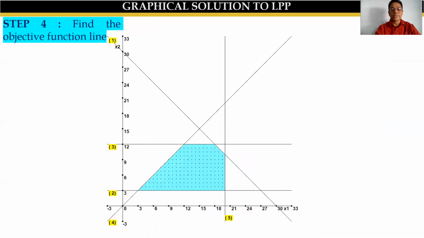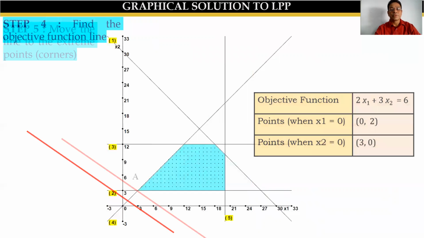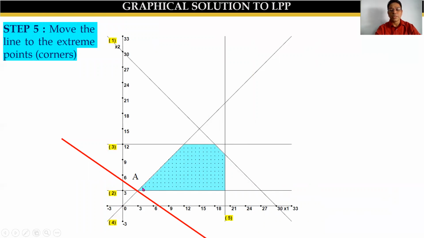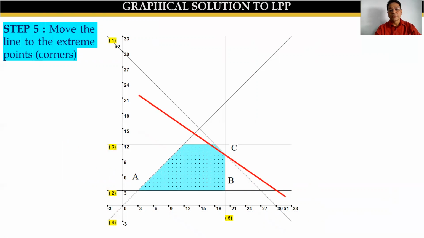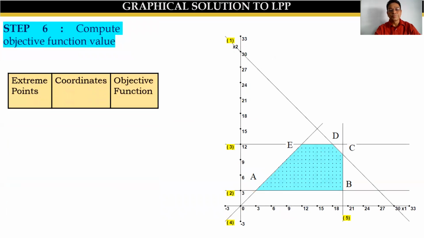Now the next step is to find the objective function line. I chose 6 as the value here, and I get 2 points: 0, 2 and 3, 0. I will plot the points 0, 2 and 3, 0. This is the objective function line. Next step will be to move the objective function line to the corner points A, B, C, D and E, and see where it touches last: at point B, at point C, at point D. So you can clearly see that D is the final answer. D is the final answer, and we'll do it by the other method also.